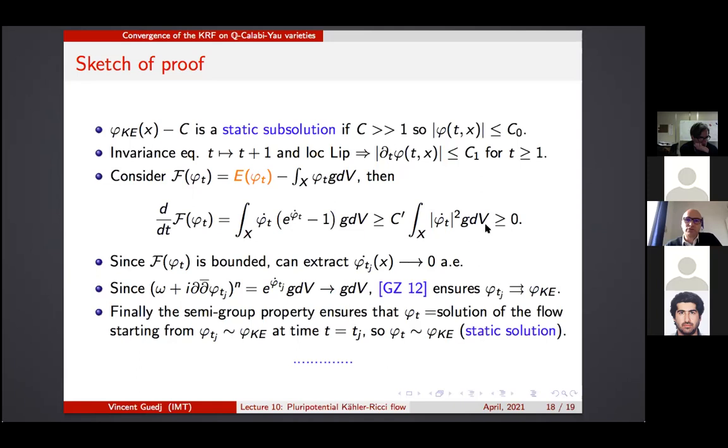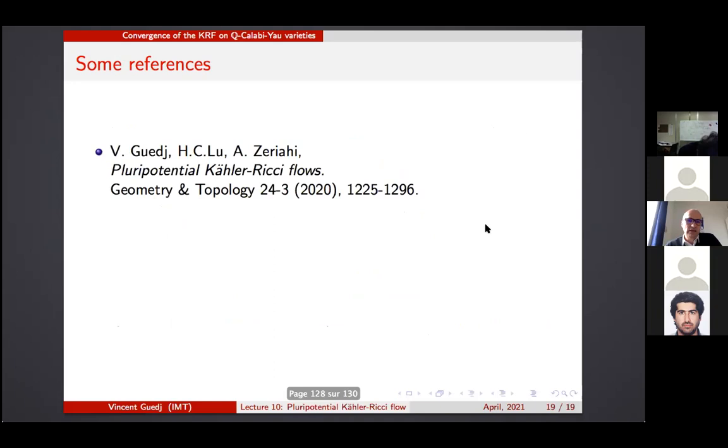convergence result. And you see it's a relatively straightforward application of this general pluripotential parabolic theory. So here, to finish, are a few references. The main matter that I've been discussing in this last lecture is taken from this paper with Chinh Lu and Ahmed Zeriahi, published a few months ago.